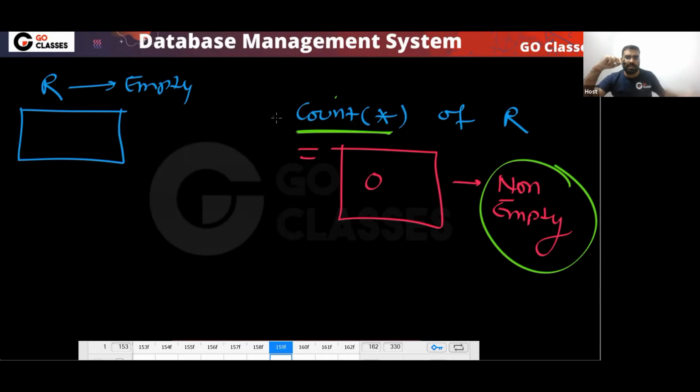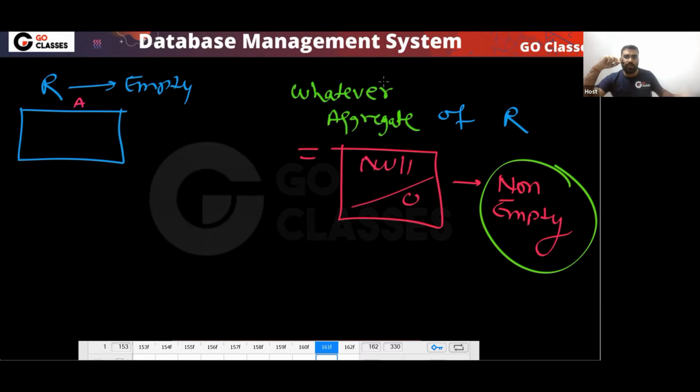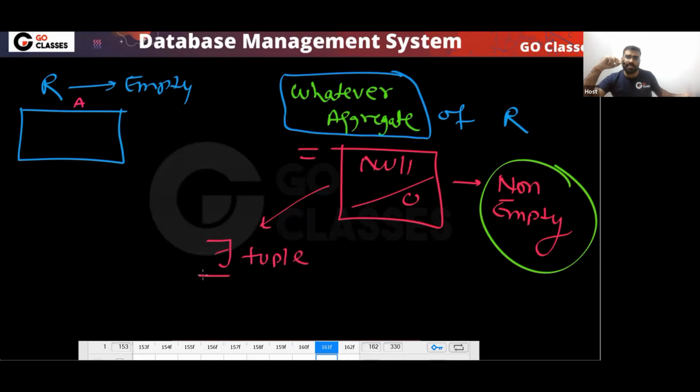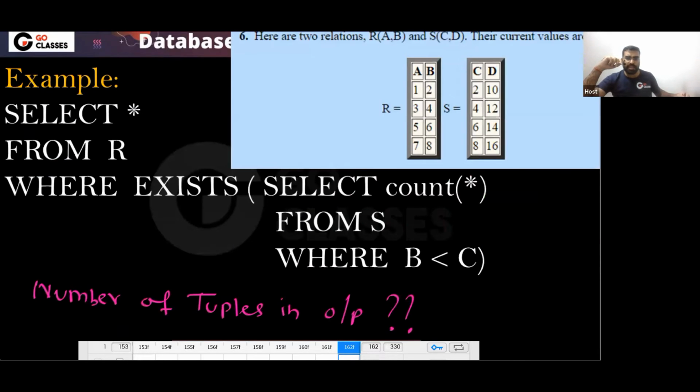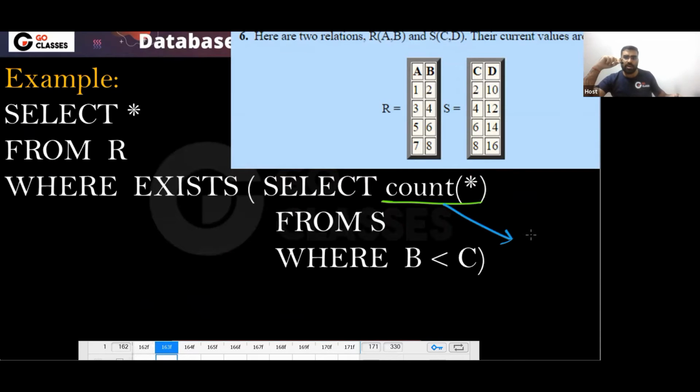Even if your relation is empty, even if no one satisfies, you will get 0, which is not empty. Even if no one satisfied, you will get sum of A equal to null, which is not empty. Whatever aggregate function you take, you will either get null or 0. You will get at least one tuple. Yes or no? There exists a tuple, so this is non-empty. You don't even have to check it. This count star will always give you non-empty.